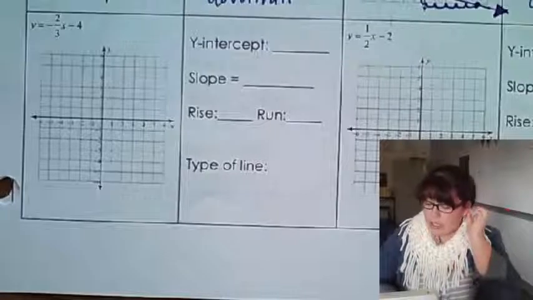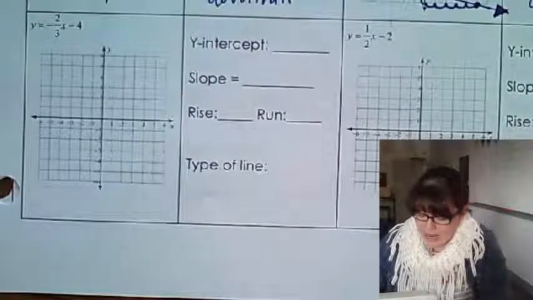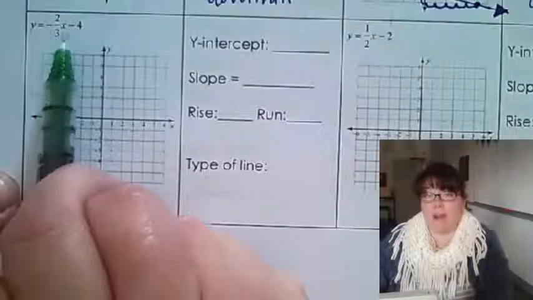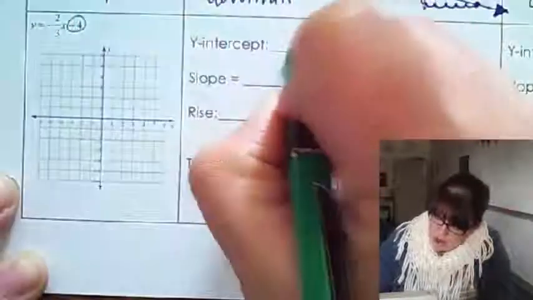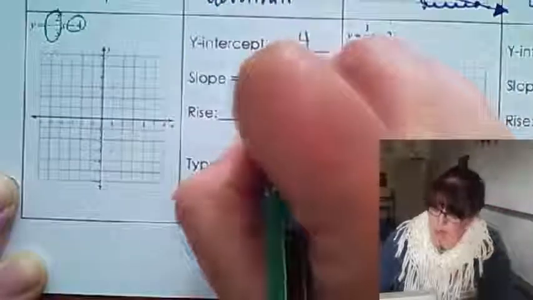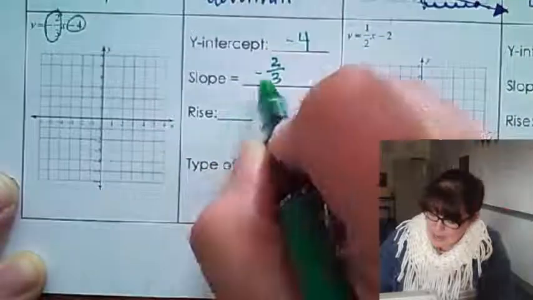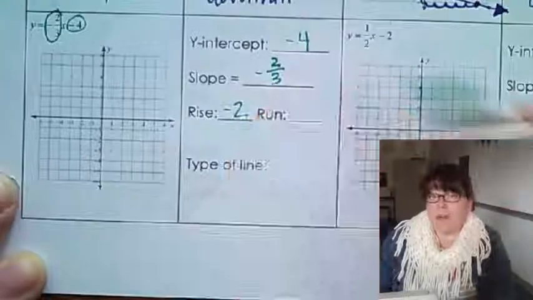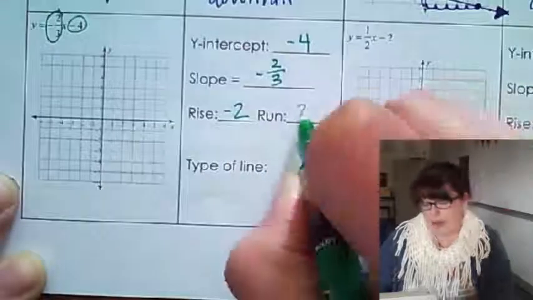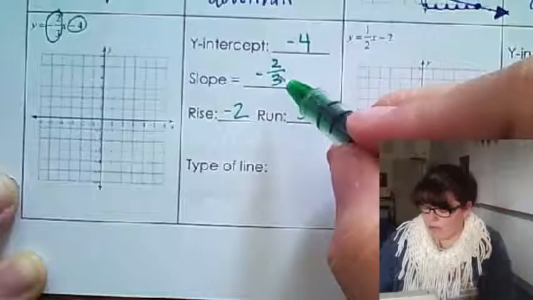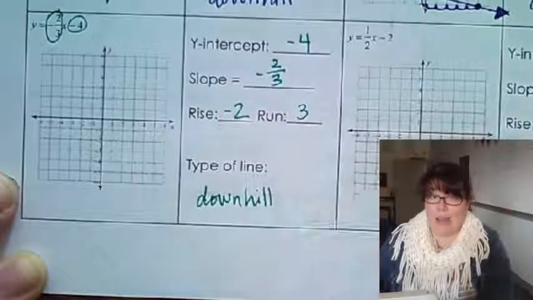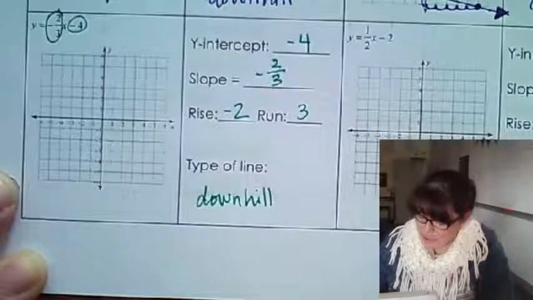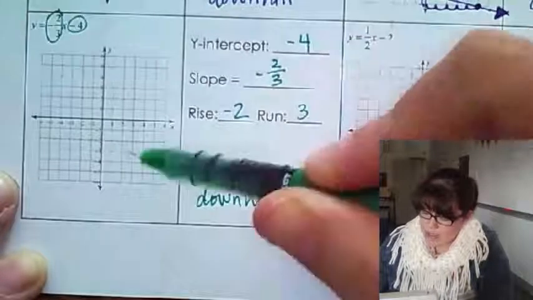All right, so we're looking at an equation, y equals negative 2/3 x minus 4. First thing I'm going to find is my y-intercept, which is negative 4. My slope is negative 2/3, which means my rise, that negative is going to go up with my numerator. So my rise is negative 2 and my run is 3. If my slope is negative, this should be a downhill line. Hopefully that's what you were expecting as well. So now let's go ahead and use this information to graph.